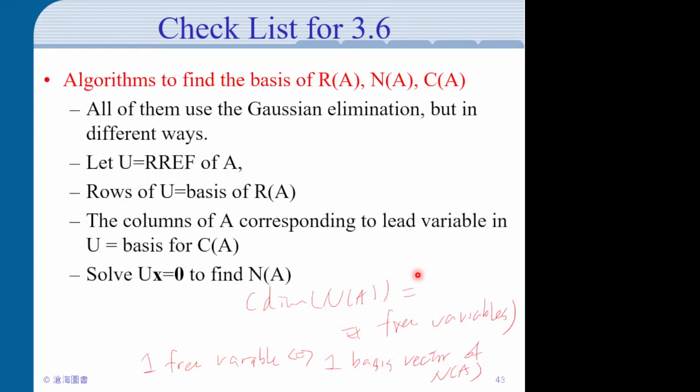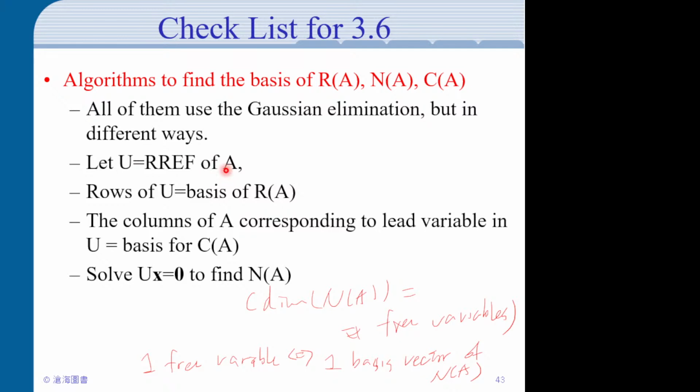So kind of fit for everything. And then once again, Gaussian elimination is very useful. You find out that you can use Gaussian elimination to find a basis for the row space, column space, and null space.